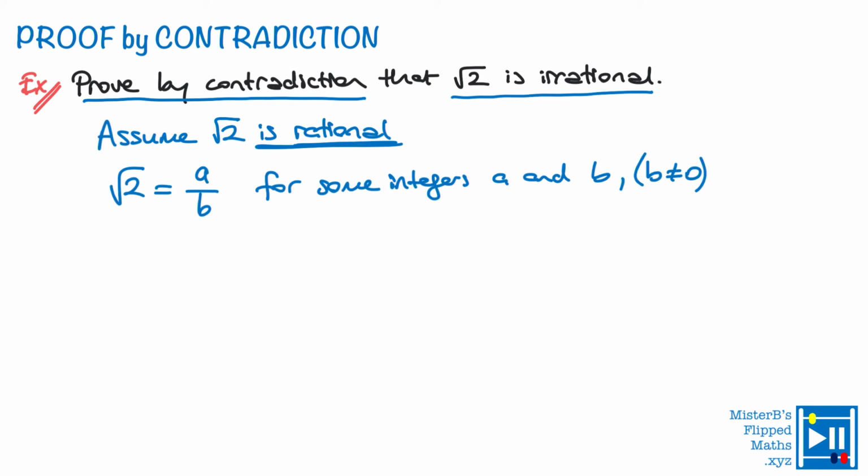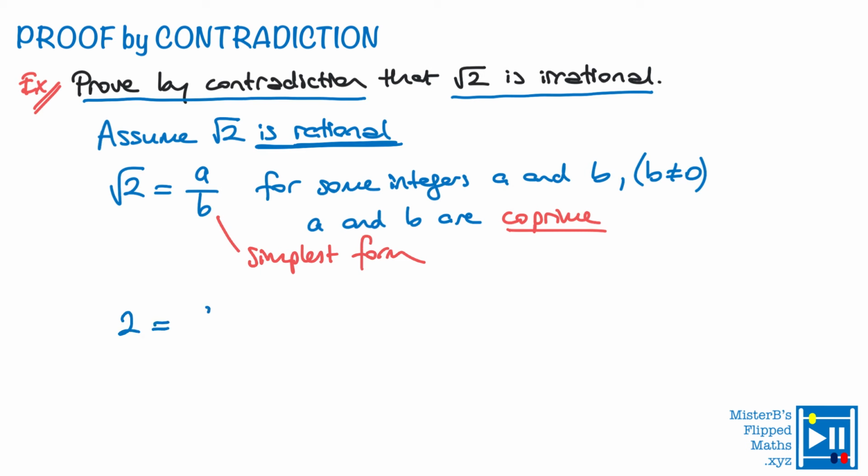Another thing we have to assume is that a and b are co-prime, meaning a and b do not have any common factors other than 1. In other words, this means a over b is in its simplest form. Now, if we take the square of both sides, we end up with 2 equals a squared over b squared, right? And from here, I can write a squared equals 2 times b squared.